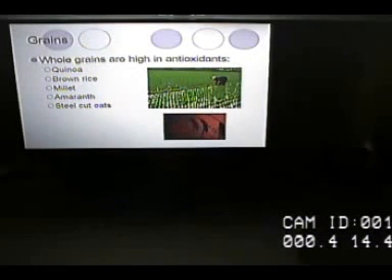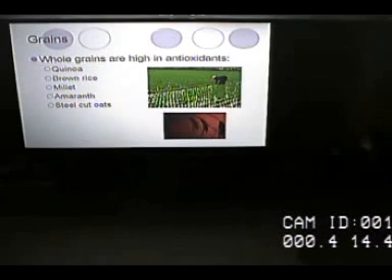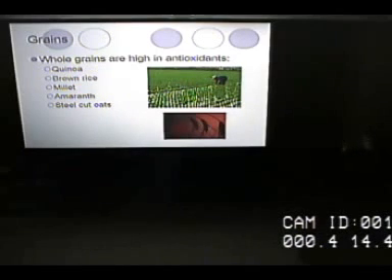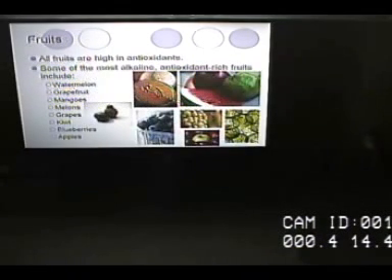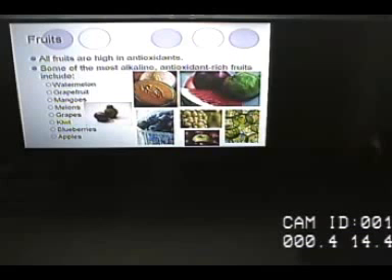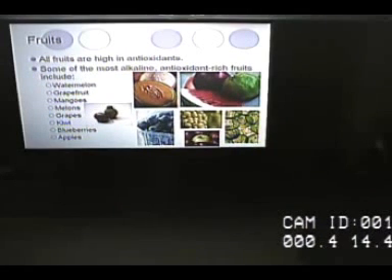Whole grains, quinoa, brown rice, millet, amaranth, steel-cut oats. These are all, what kind of grains? Gluten-free grains? Whole grains, yep, gluten-free. And fruits, high in antioxidants, watermelon, grapefruit, mangoes, melons, grapes, kiwi, blueberries, apples.